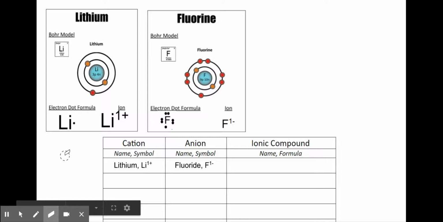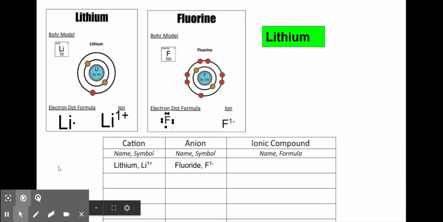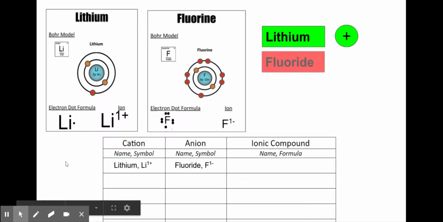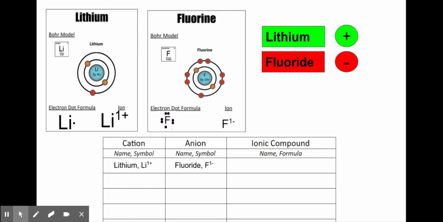So now let's see what happens when they combine. Lithium has a positive 1 charge. Fluoride has a negative 1 charge. They cancel each other out, and so when they combine 1 to 1, they'll make a neutral ionic compound, and we're going to call it lithium fluoride. Just put the two names together, lithium fluoride.